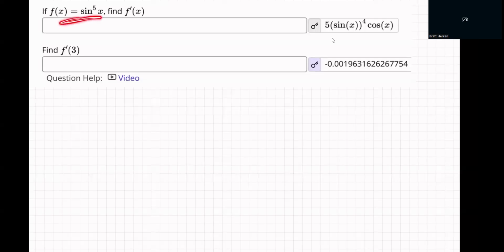Yeah, in this problem, they give us a function. They want us to find the derivative. So here, let me write it down here. So it's the sine to the fifth of x.